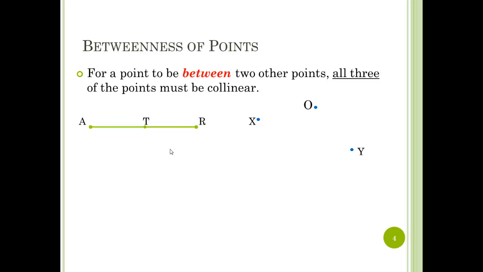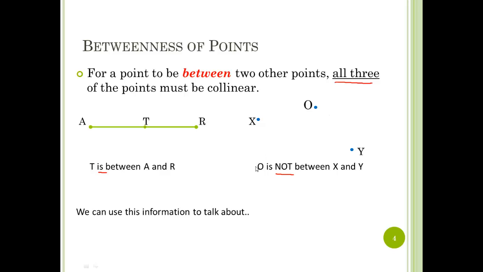Okay, and that kind of brings us to betweenness of points. Now for a point to be between 2 other points, all 3 or more of the points must be collinear. So if I said, is T between A and R? Hopefully you would say, yes, T is between A and R because I've got 3 points, I've got a line connecting them. So T is between A and R. Now, if I asked you if O is between X and Y, no, O is not between X and Y because 1, there's no line drawn, and 2, it's obvious that you couldn't draw a line anyway. So they are non-collinear.